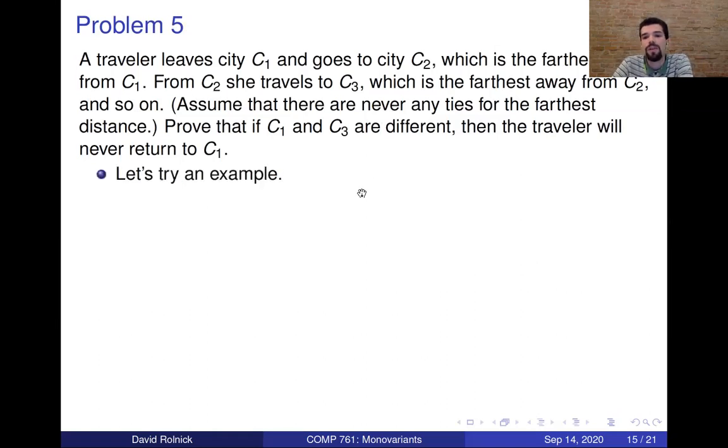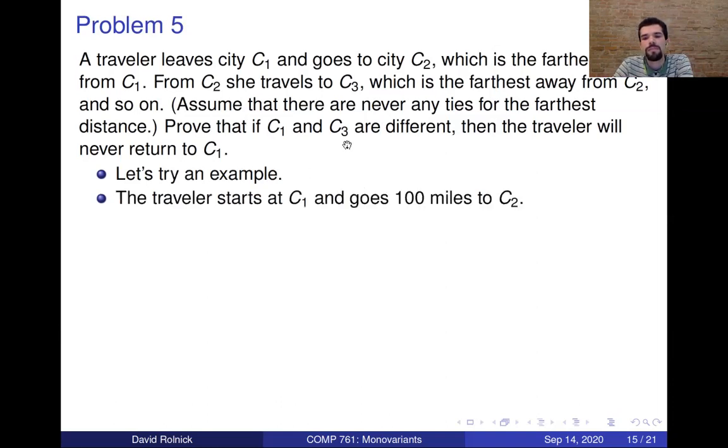So let's try an example here. This is going to be pretty quick. I'm just going to give you a flavor for this. So yes, the total distance traveled is an increasing monovariant, but I think that monovariant is not going to help us. We're not trying to show that the process is going to terminate. We're going to try to show that the traveler never goes back to C1.